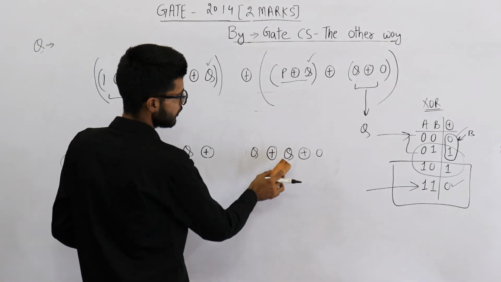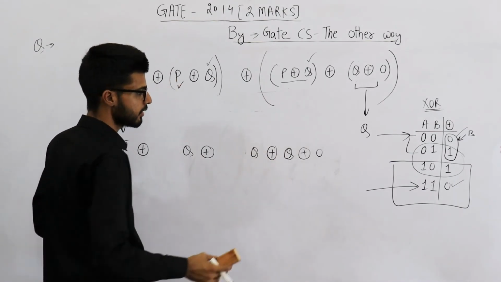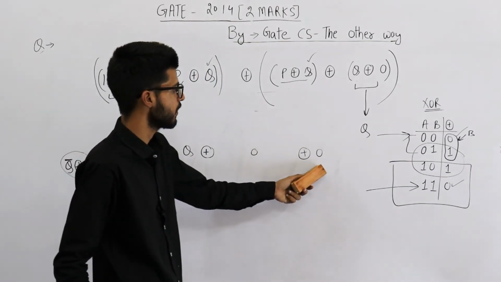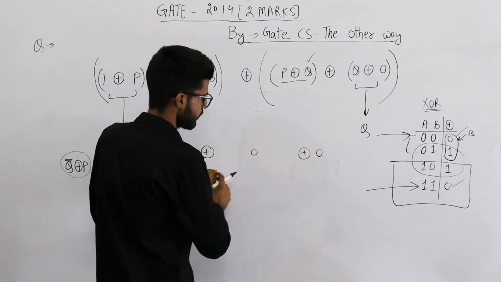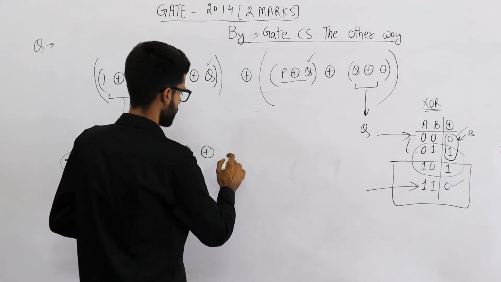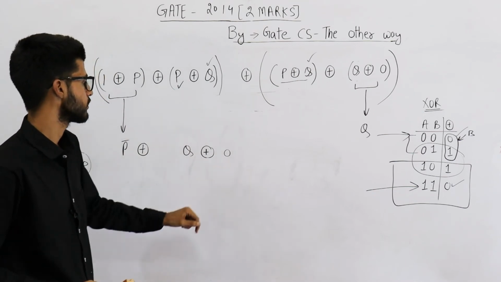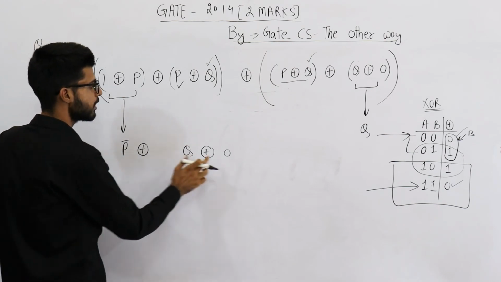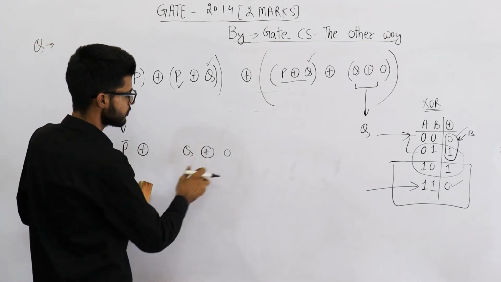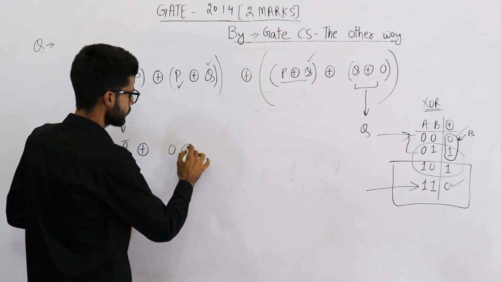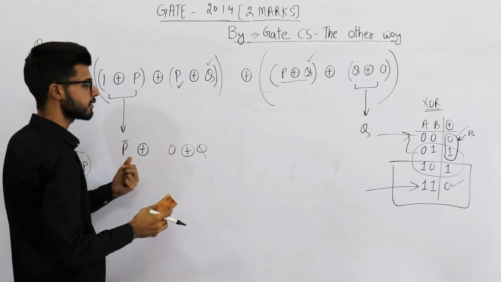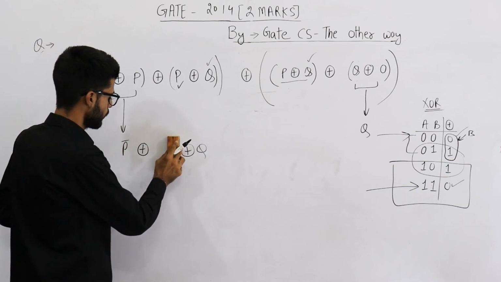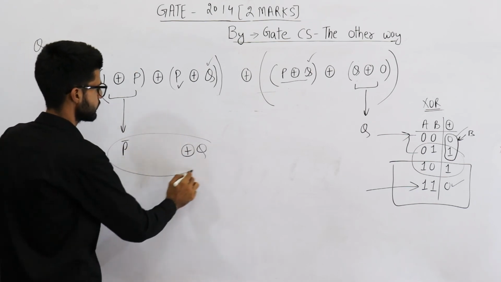Now both the Q's are XORed with each other. That means inputs are same. So this will also be 0. 0 XOR 0 will again be 0. So this entire thing will become 0. And Q XOR 0 is Q. And you can do one more thing. You can even XOR P bar with 0 because it is commutative. So Q XOR 0 can be written as 0 XOR Q. So you can solve these two. Anyways, anything XORed with 0 will remain unaffected. So P bar XOR 0 will remain as P bar only. Still your answer is same.